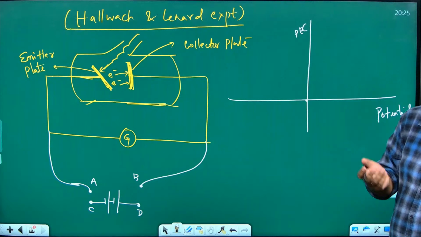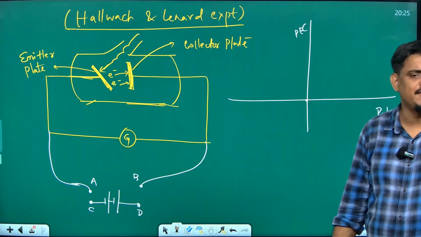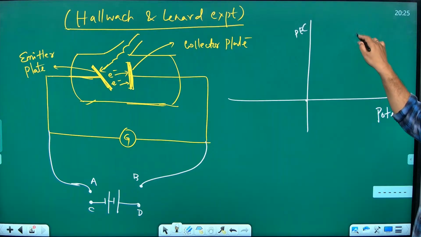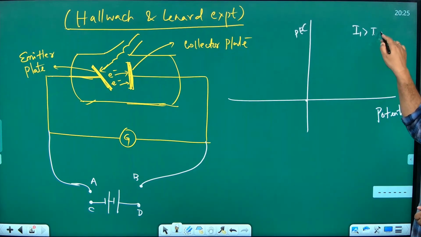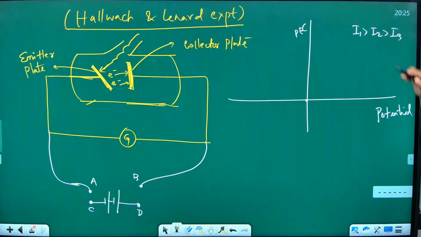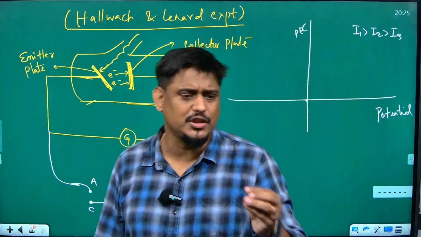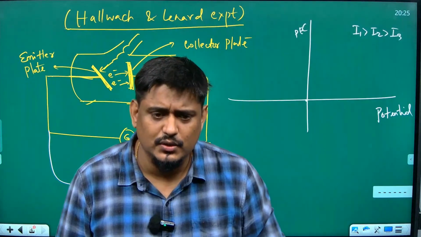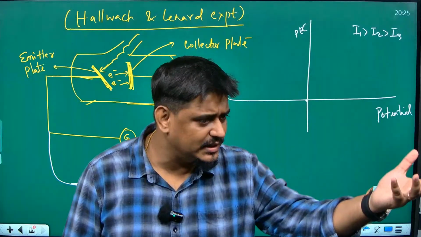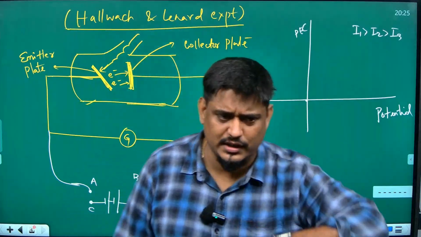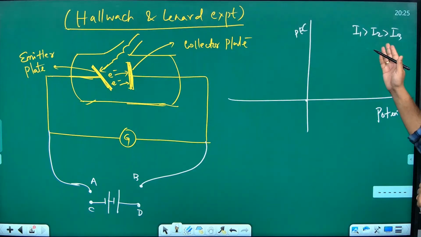Varying intensity means I am taking, suppose, three different intensities, I1, I2, I3, where I1 is more than I2 is more than I3. Just before some time you learned the graph where you understood that intensity is directly proportional to the photoelectric current. So more the intensity, more the photoelectric current, less the intensity, less the photoelectric current. I1 is more than I2, I2 is more than I3.